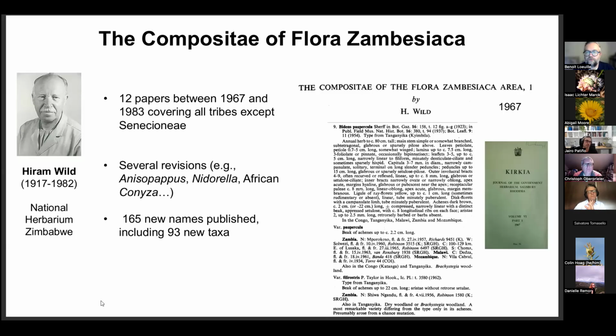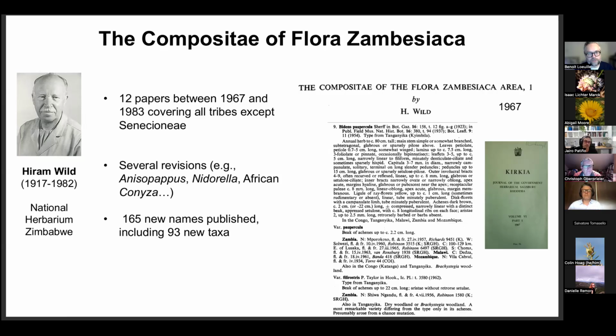Okay, the Compositae for Flora Zambesiaca. So it started with Hiram Wild. He had a special interest in the family, and he published seminal papers, 12 papers between 67 and 83 in a journal he created in Zimbabwe. This journal is called Kirkia, and each paper deals with one tribe for Flora Zambesiaca. In each paper you have the foundation for the floristic treatment.